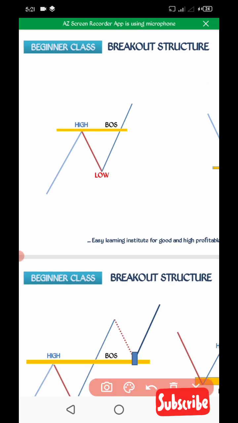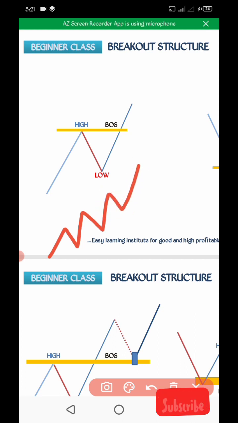Look at this. When the market is moving in an upward direction, it forms something like this: up, down, up. So this region is resistance. Do you get what I'm saying? The market moves in the high direction, forming resistance. There's a pullback.